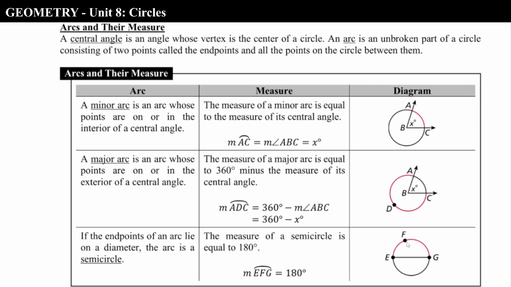So minor arcs, you can use 2 letters. Major arcs and semicircles, you must use 3 letters to name the arc. A minor arc measure is the same as the central angle. The measure of a major arc is 360 minus that inside angle, and a semicircle is 180 degrees.